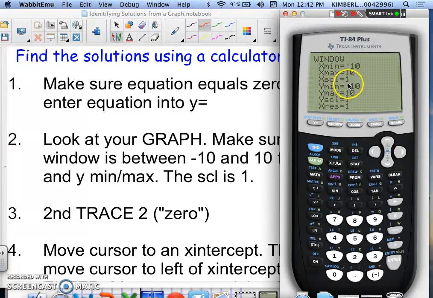So SCL means the scale. So we want the scale to go by ones. Same thing, you always want this y-min to be a -10 to a +10, going by ones. So if you need help changing that in the calculator, let me know. Here is the trace button. We'll be using it in a second.